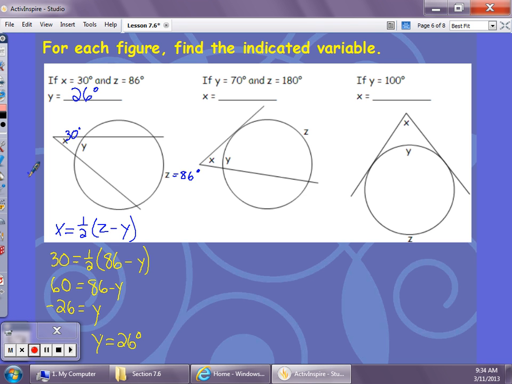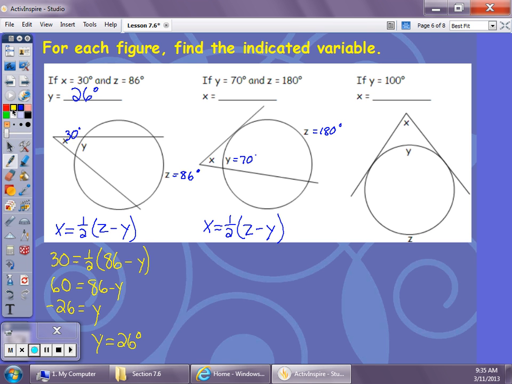So for the second example, we're going to do something very similar. So let's label what we have. This time we know that y is 70 degrees and that z is 180 degrees. So using our variables, let's set up an equation. So we know that the angle measure of x is going to equal 1/2 of z minus y. So again, we want to take the largest arc and subtract the smallest arc.